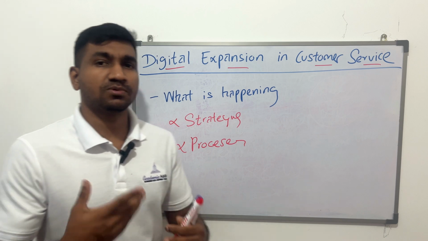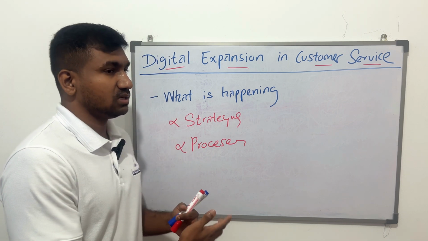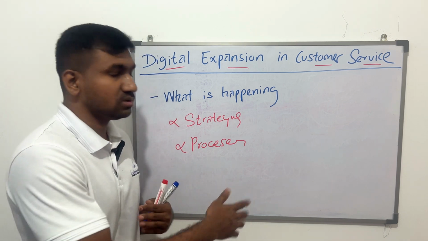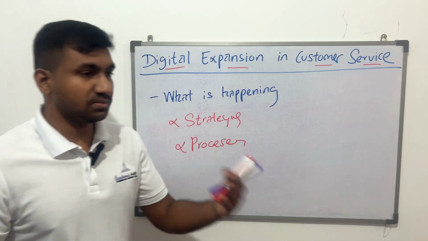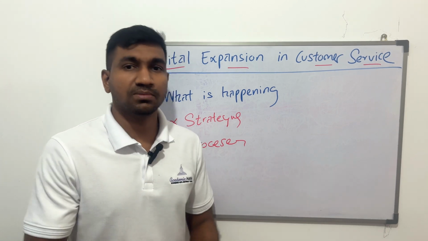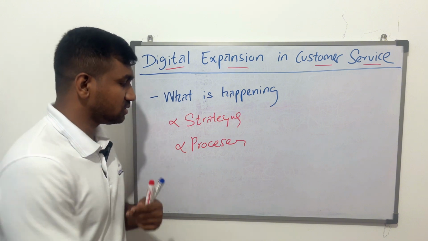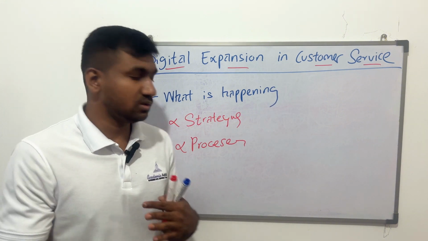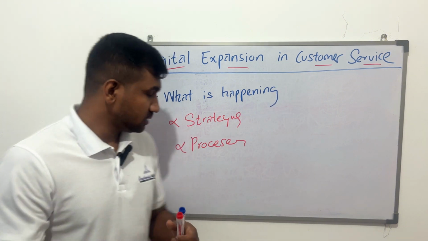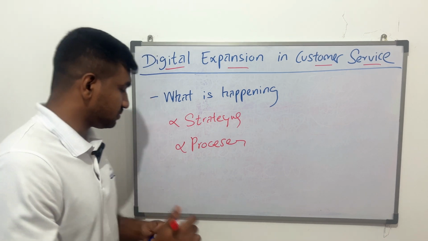Existing strategies. What else? Processes. What are the processes in place? The processes differ from company to company. Some companies use A to Z, some companies it's the vice versa. You can talk about your company, maybe your process is this. So you can touch on processes as well.